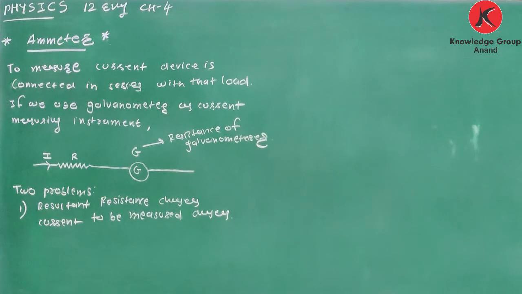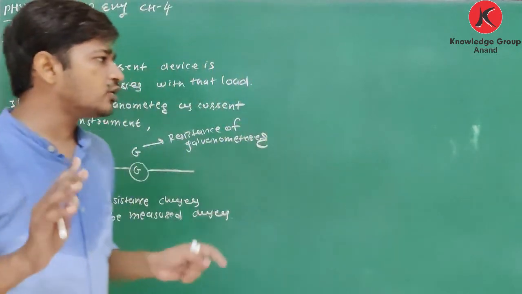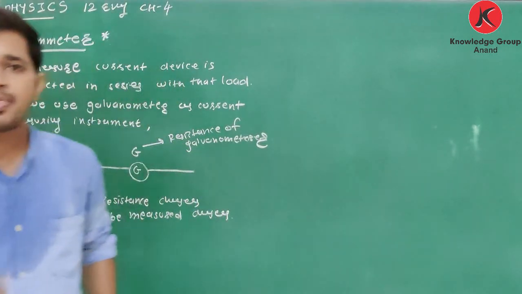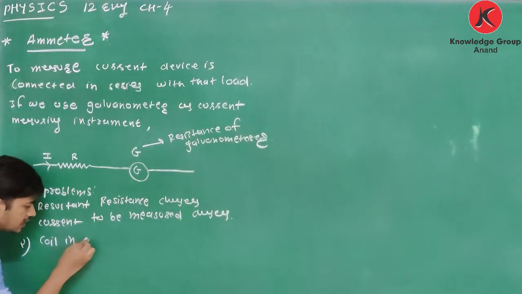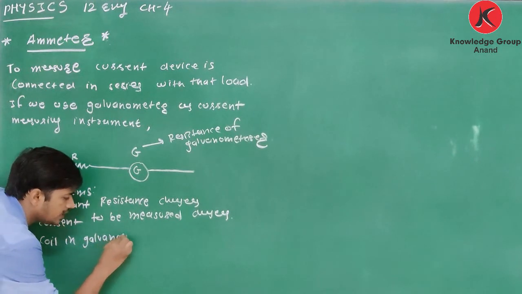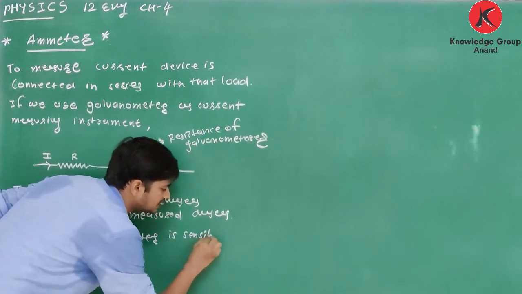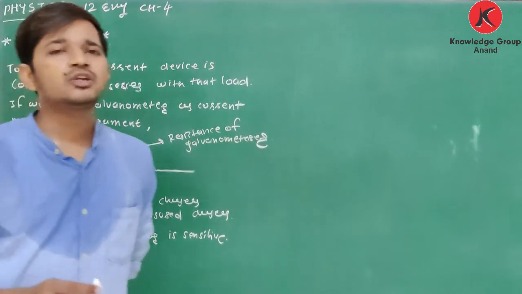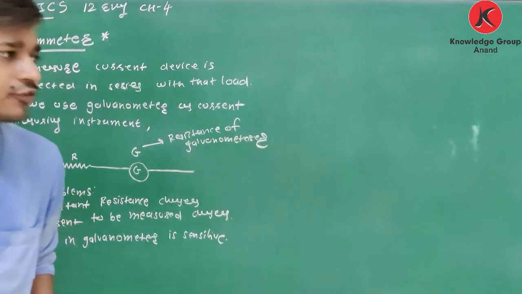So what is the second problem? The second problem is with the moving coil galvanometer. What is the construction of a moving coil galvanometer? In a galvanometer there is one coil, and that coil is sensitive. Why sensitive? Because we know that it is a conductor, and in a conductor, if current is flowing, then according to I square R T, joule heat is produced.